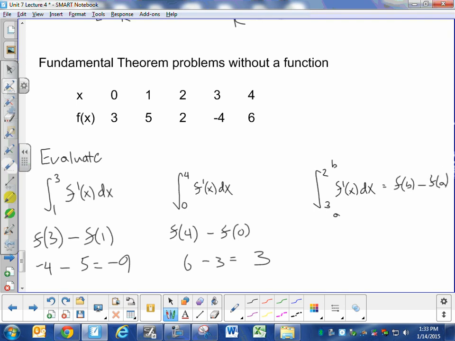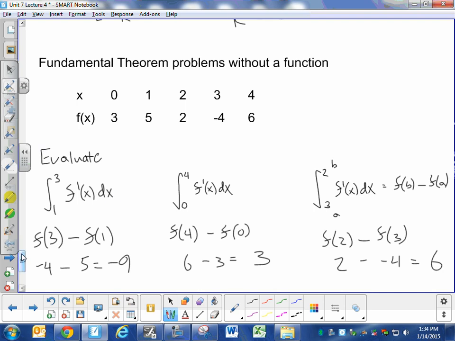So in this case, I have to do f of 2 minus f of 3, since we're going from left to right. F of 2 is 2, minus f of 3 is 4. That's 6. Okay? Units are units squared.